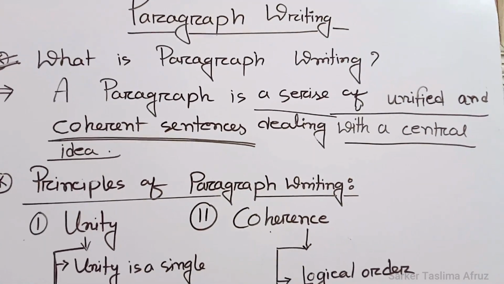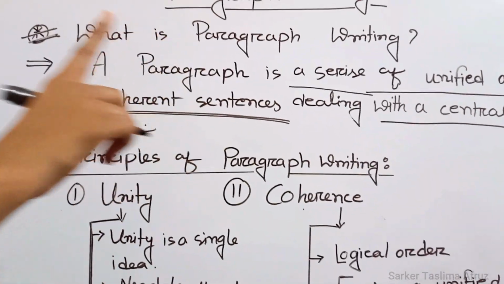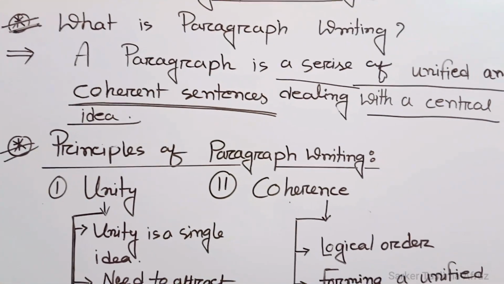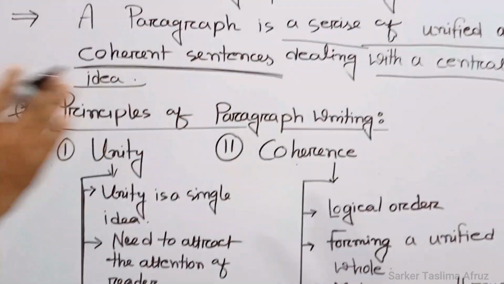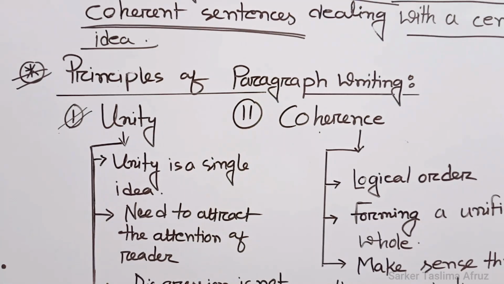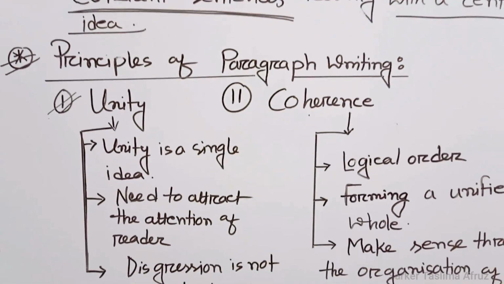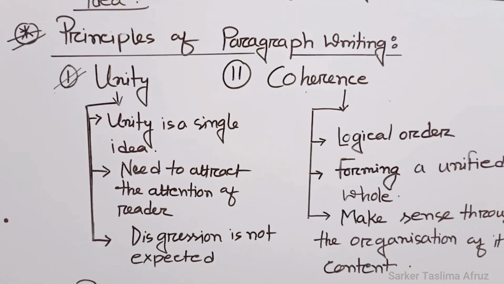So we can say a paragraph is a distinct section of a piece of writing, usually dealing with a single theme. Well, dear students, from the definition of paragraph writing, we can find two principles of paragraph writing. Here I wrote, the first one is unity and the second one is coherence. These two things are very important when you are writing a paragraph.